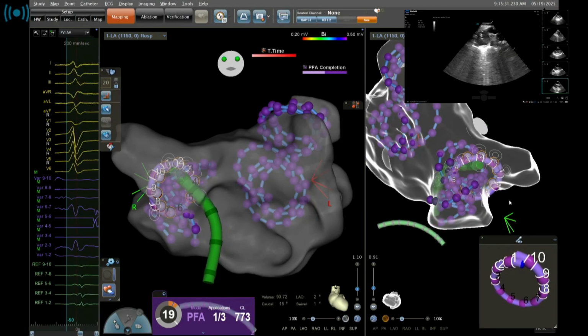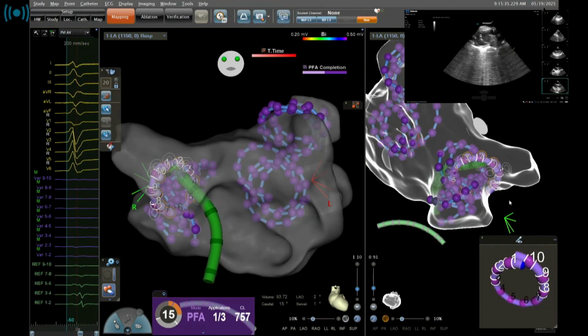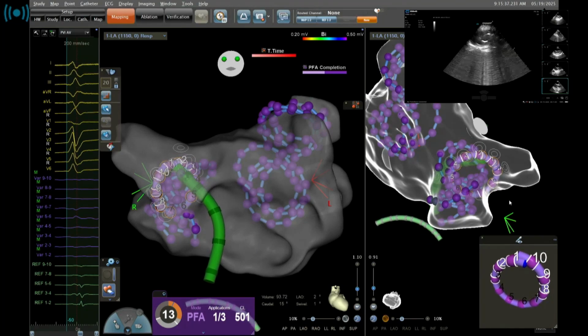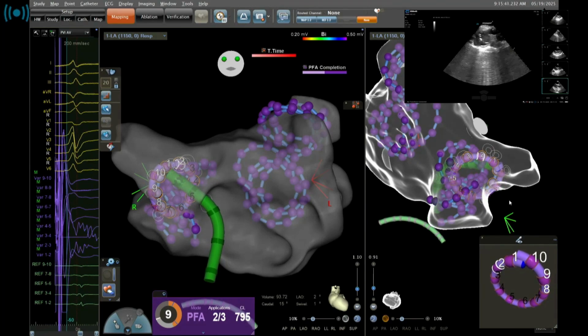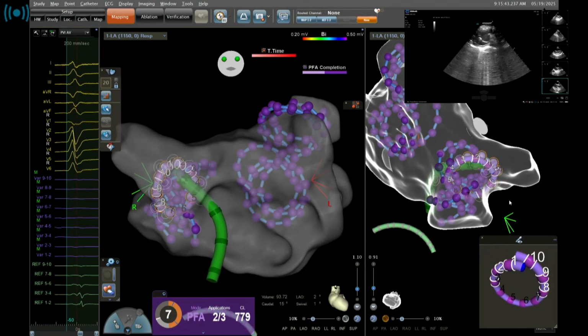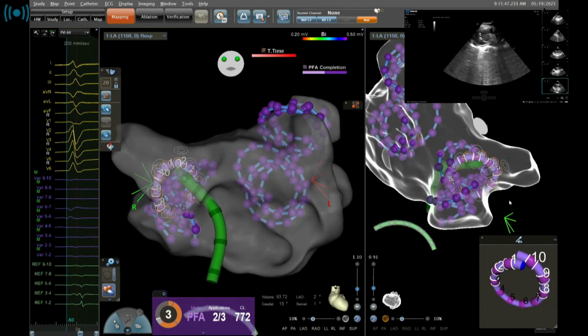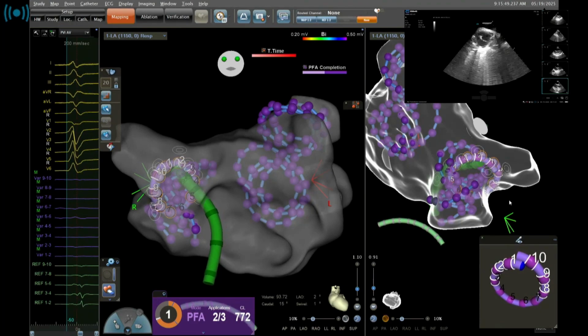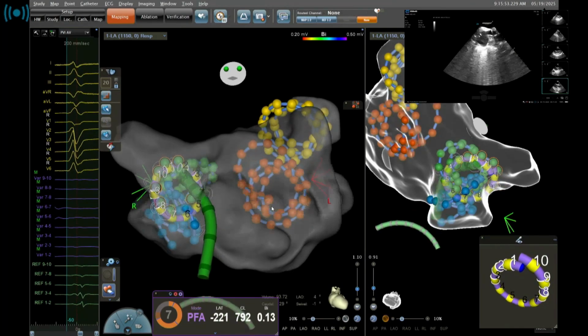Now I had a little bit of phrenic activation with diaphragm contraction, because now electrode number 9 is close to the phrenic nerve. Again, phrenic nerve activation. But we don't have any kind of concern about it. Okay, we finish. Now we can remap if you want.